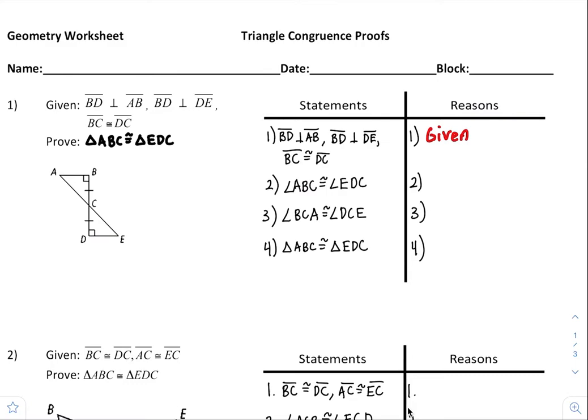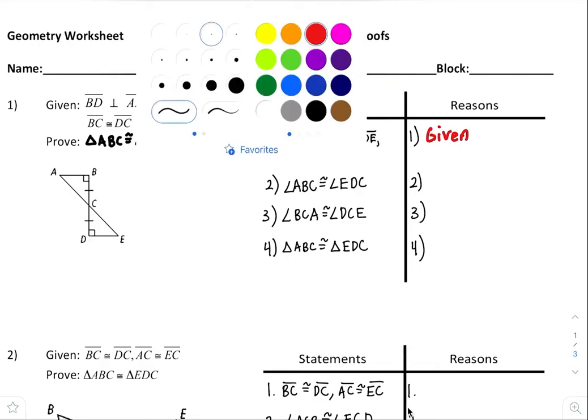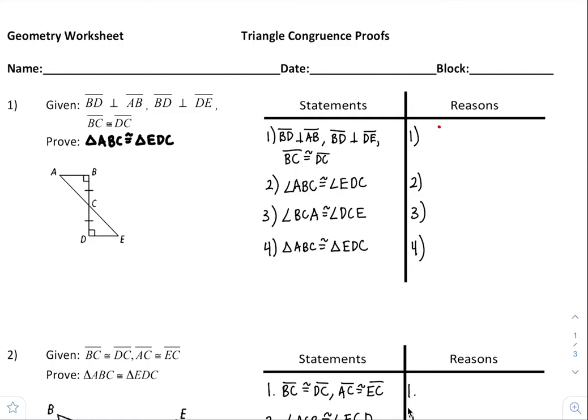So, we have BD is perpendicular to AB. So, that is the reason why you guys can write a 90-degree angle there. And BD is perpendicular to DE, which means we can write a 90-degree angle there. And I'll actually make this font a little bit smaller. And you got BC is congruent to DC, which is why you can write those 2 tick marks right there, showing that those 2 sides are congruent.